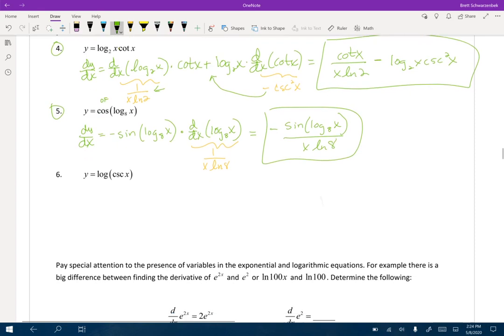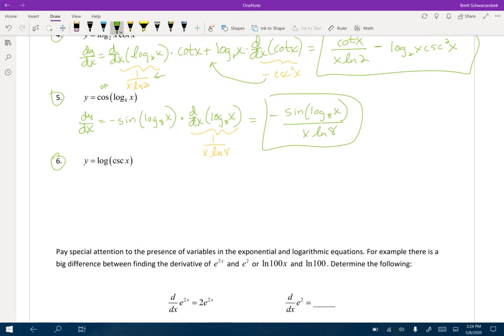If we reverse the process, so if we swap these, we're going to get log, it looks like no base, of cosecant of x. Whenever you have no base, if you recall from pre-calculus, that means that this is a 10. Okay, got to remember that. Any log with no base there is base 10.